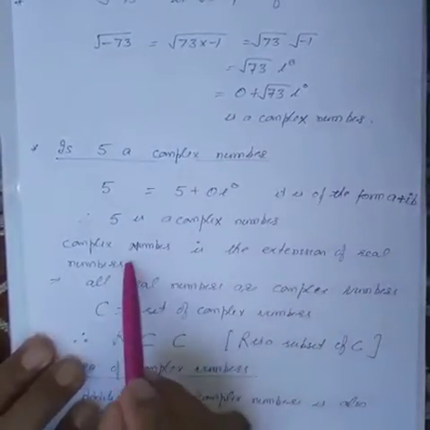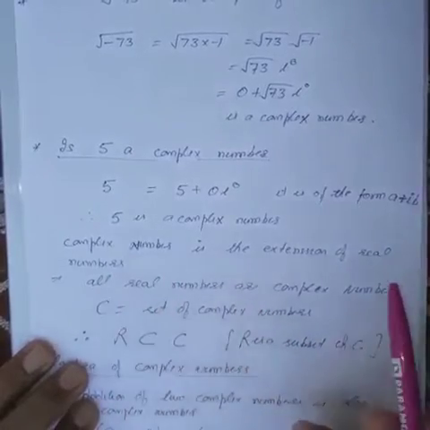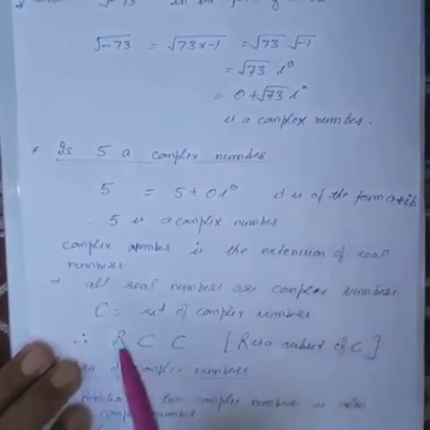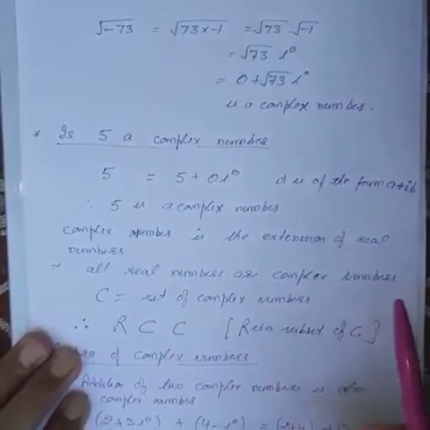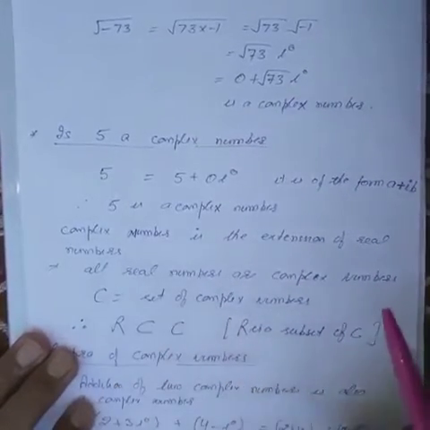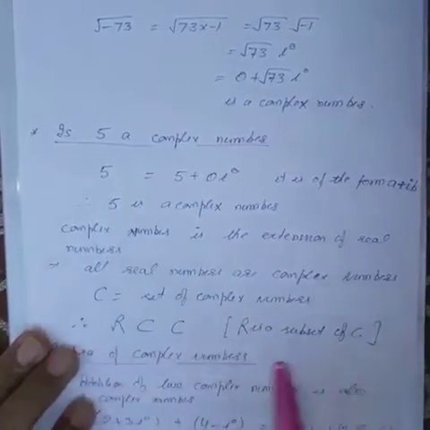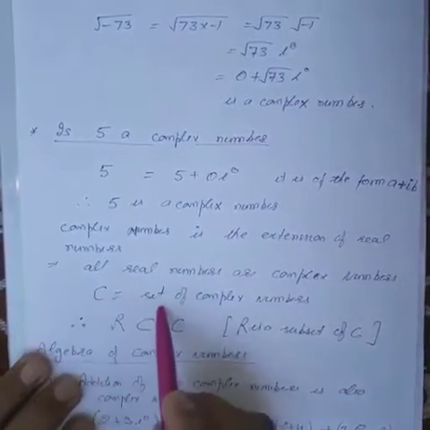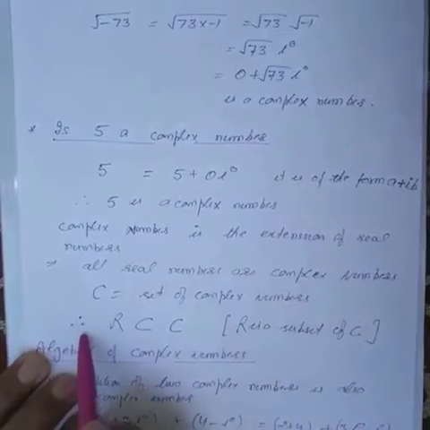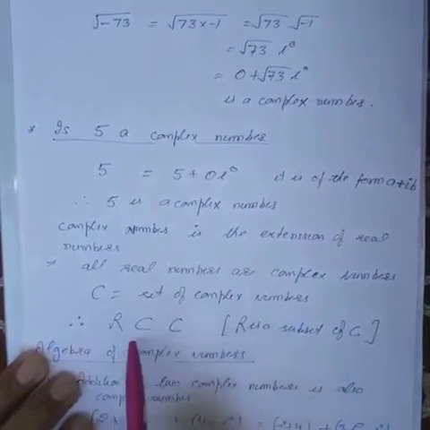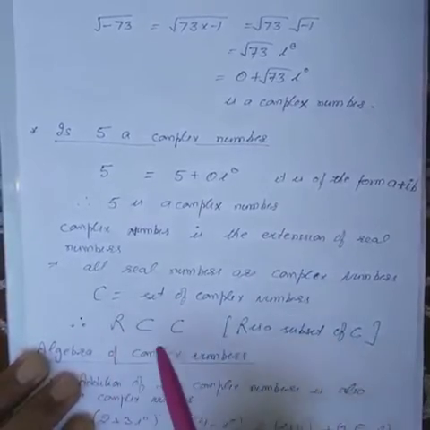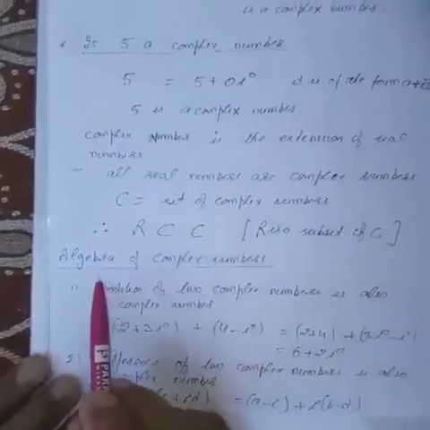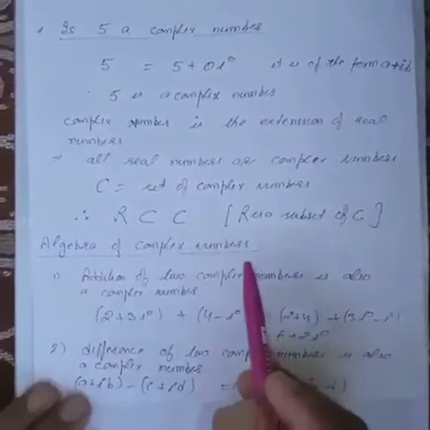So the complex numbers are an extension of the real number system. All real numbers are complex numbers, but on the other hand, all complex numbers are not real. Now if C is the set of complex numbers, then R is a subset of C. We have done sets. So R is the set of real numbers, so R is a subset of C. Now try to understand the algebra of complex numbers.